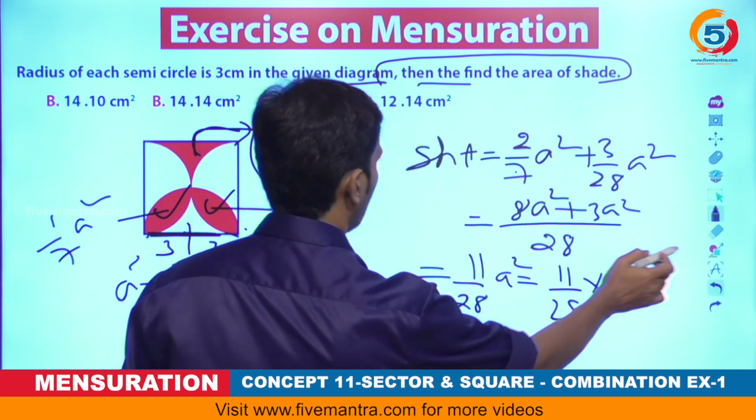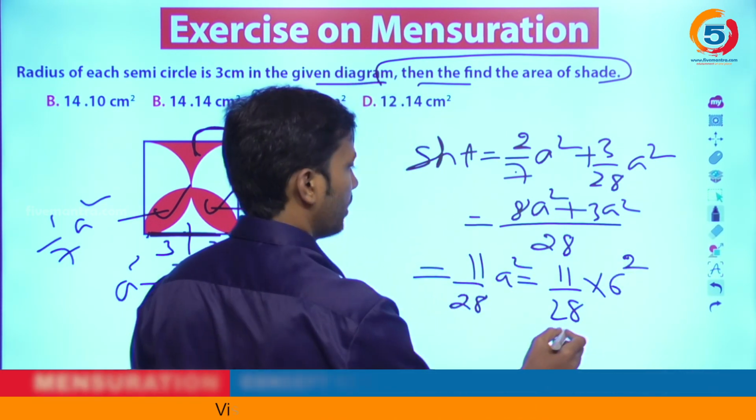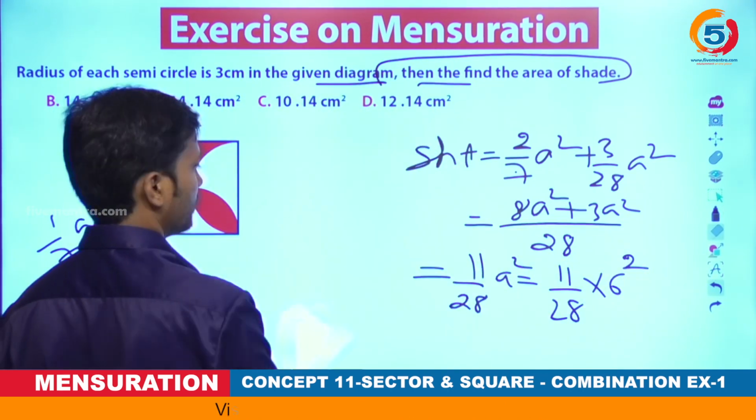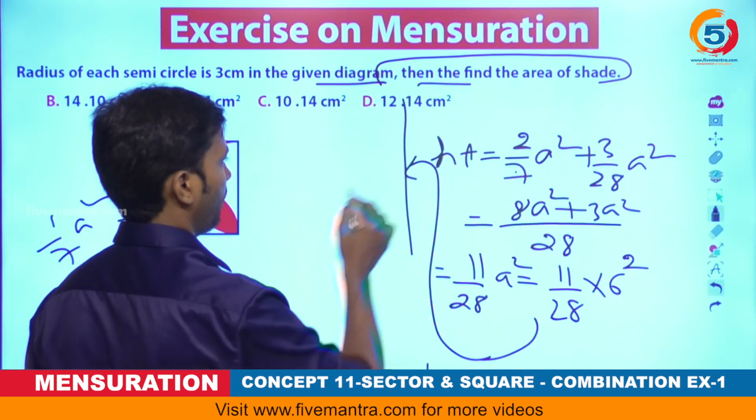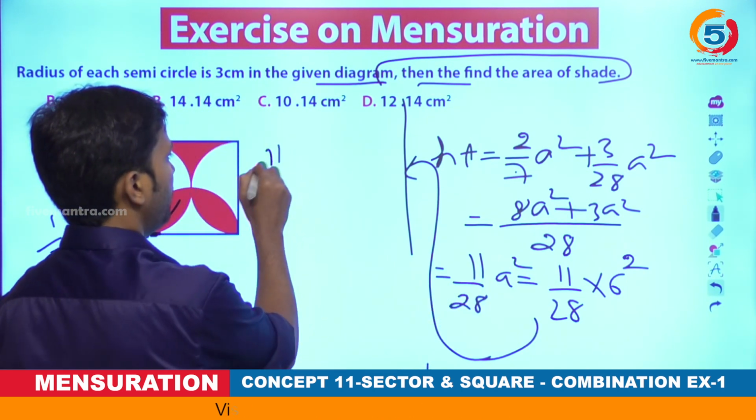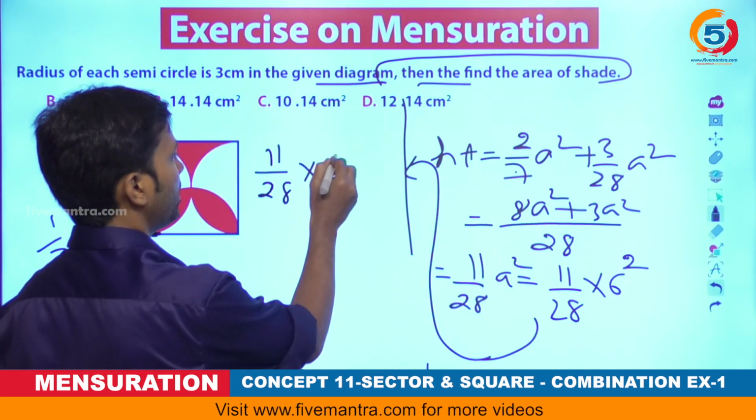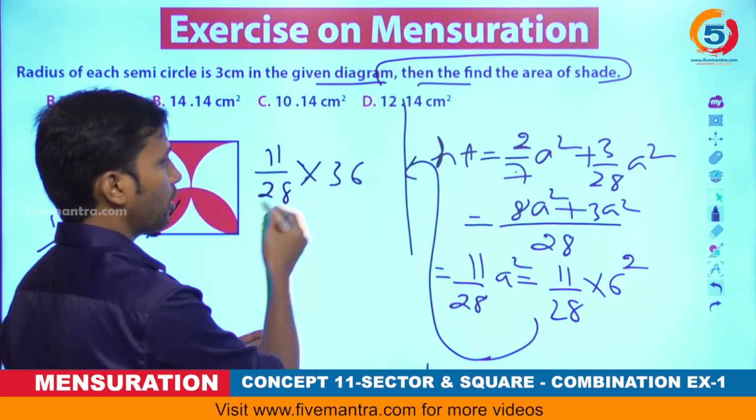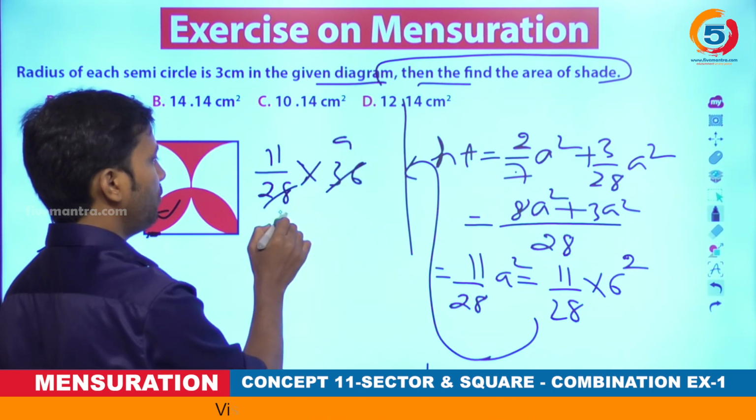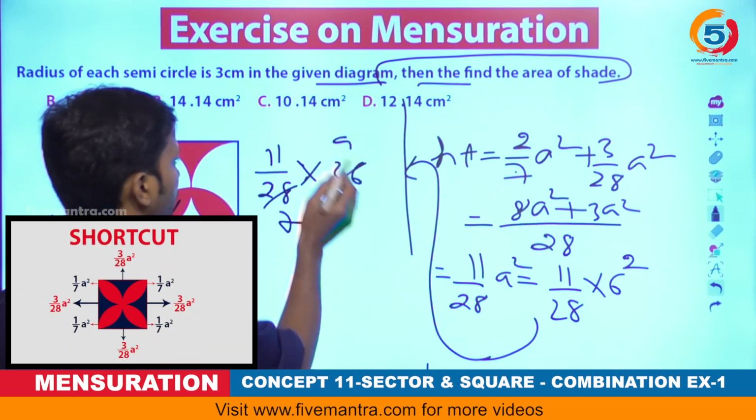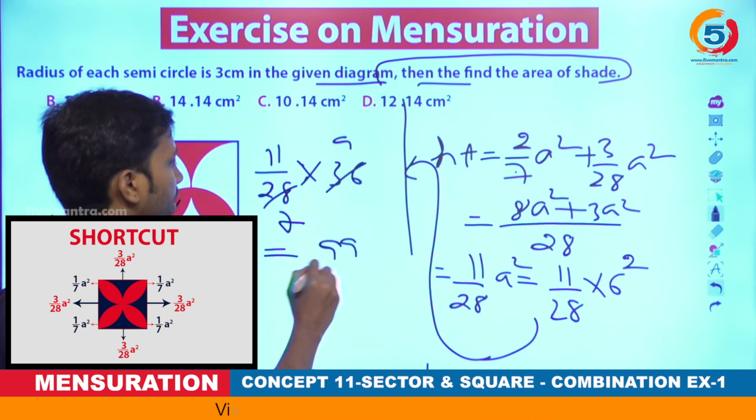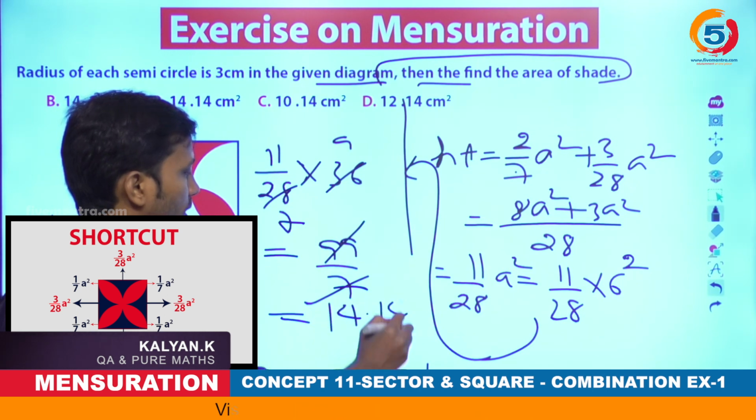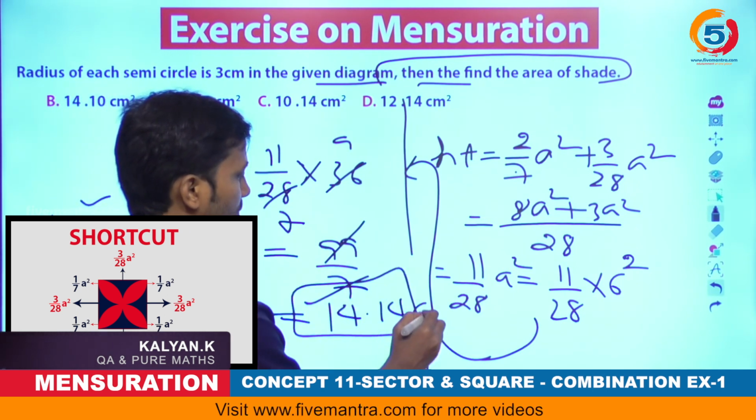Now tell me what is the next step? Can we do further simplification or not? Just see here. This is 11 by 28 into 6 square, that would be 36. Now can we cut this with 4 or not? 4 9s are 36 and 4 7s are 28. And now this is how much? 99 by 7. On further dividing, 14.14.